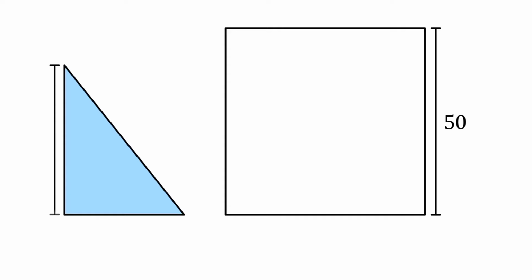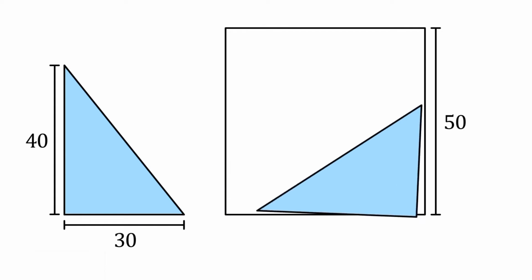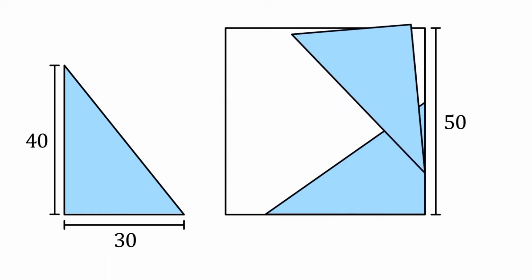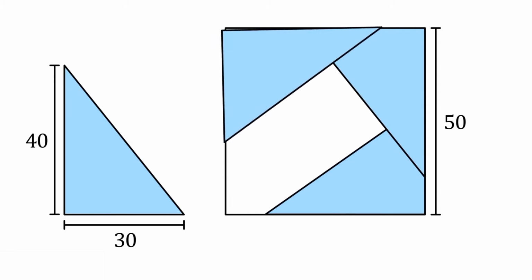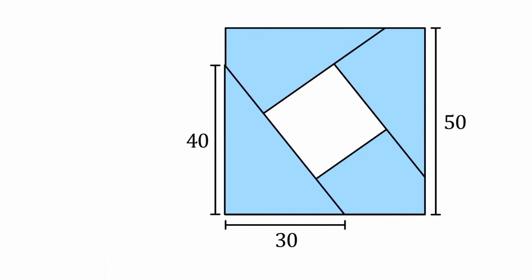Start with the square whose side length is equal to 50. Then consider a right triangle whose legs have lengths equal to 40 and 30. 4 copies of this triangle are placed in the 4 different corners of the square. Each time the triangle is rotated 90 degrees as shown.